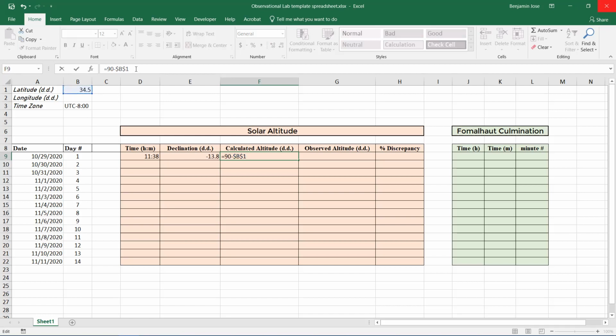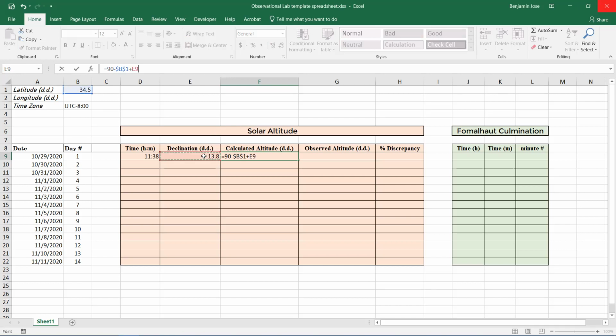Okay, we're not done yet. Altitude is colatitude, which I've just typed, plus declination. And that includes the sign, whether the declination is positive or negative. So it is important that you include the minus sign here. If we were in the summertime, that declination would be positive.